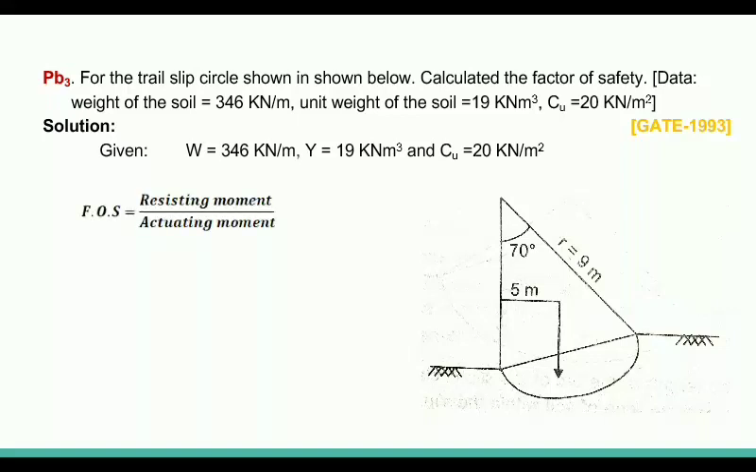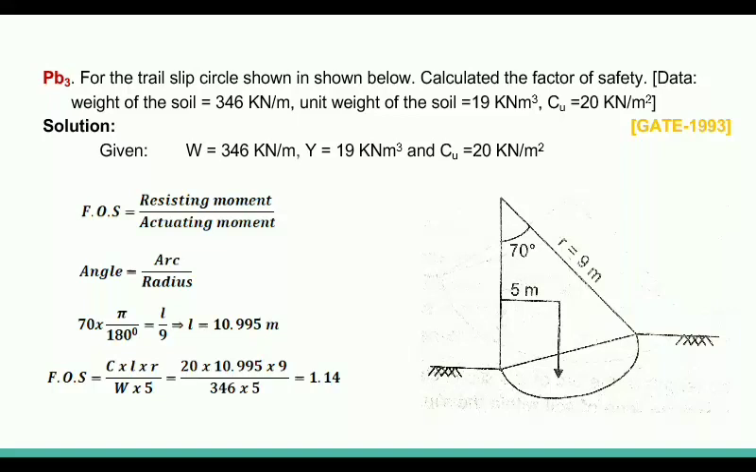In this case, the length of the slip circle is not given, so we have to calculate it. We can calculate the length using the relation: angle is equal to arc divided by radius. We have the angle as 70 degree and the radius as 9 meter, so we can calculate the length of arc. L is equal to 10.995 meter. This L is the length of the arc of the slip surface, or length of slip surface.